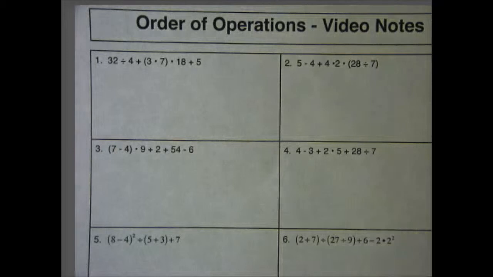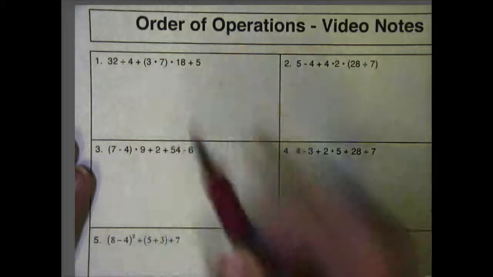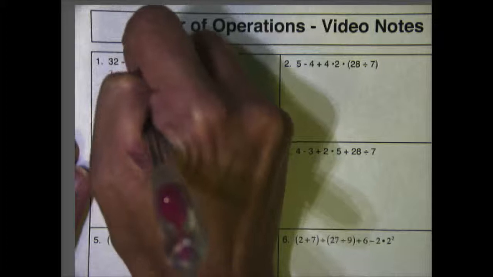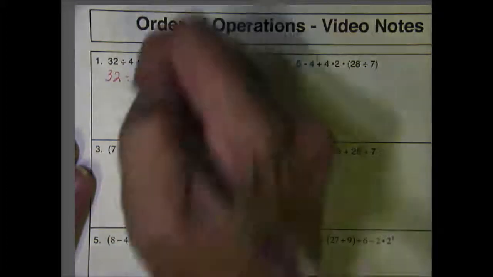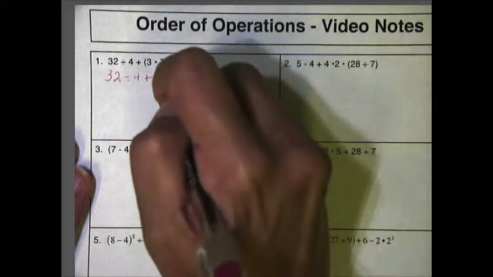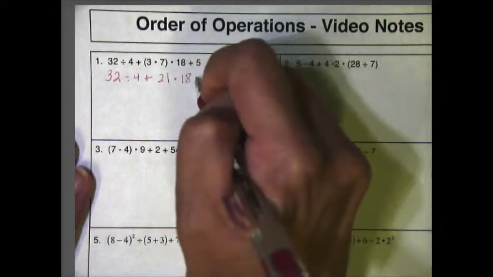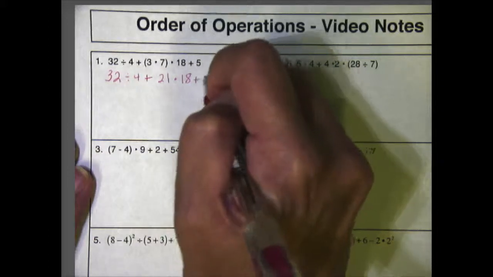Okay, number one: 32 divided by 4 plus the quantity 3 times 7, times 18, plus 5. So the first thing we're going to do is look for anything in grouping symbols. Since parentheses are grouping symbols, we'll take this part first. In order to keep from missing parts of the problem, you should go ahead and rewrite everything up to this point. So 32 divided by 4 plus 3 times 7 is 21, times 18, plus 5.